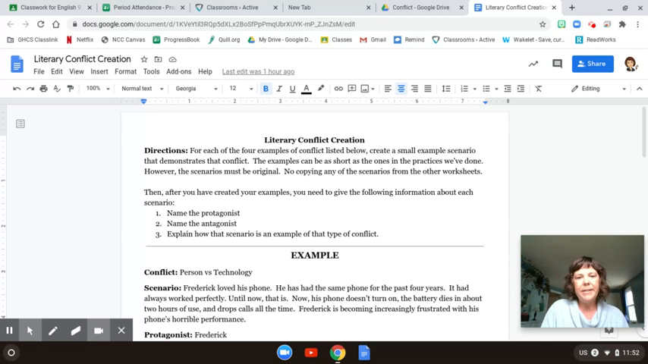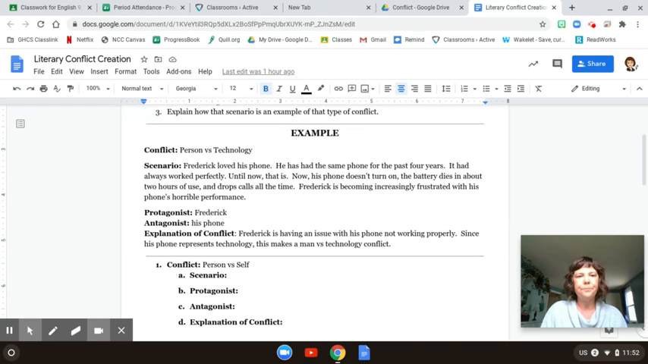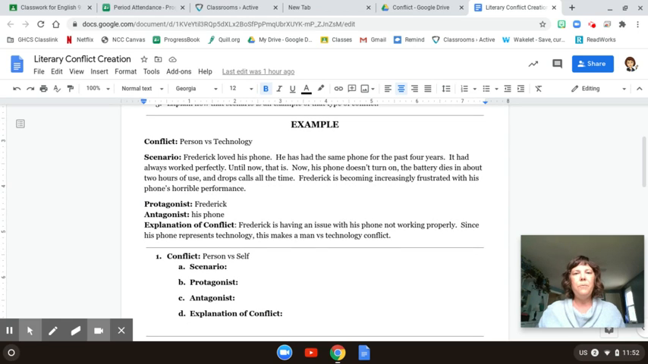Let's look at the example that I did. I did an example of one that we haven't really talked about, but is similar to person versus society. It's called person versus technology. In this scenario, Frederick loved his phone. He has had the same phone for the past 4 years. It had always worked perfectly, until now, that is. Now his phone doesn't turn on. The battery dies in about 2 hours of use and drops calls all the time. Frederick is becoming increasingly frustrated with his phone's horrible performance.